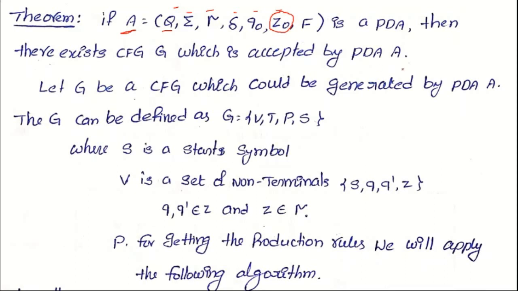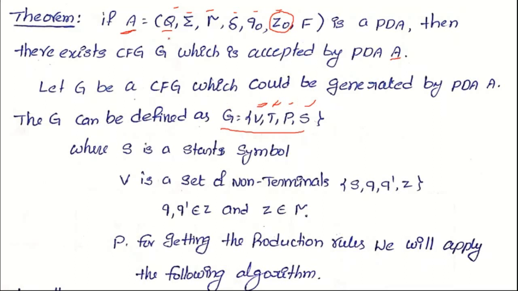That context-free grammar is accepted by this PDA A. We assume that particular grammar is G, which can be defined as G equals (V, T, P, S). We already know what V, T, P and S mean. V is the set of variables, or simply non-terminals, T is the set of terminal symbols, that is, the input alphabet, P is the set of production rules, and S is the starting symbol. So the context-free grammar G contains 4 tuples.